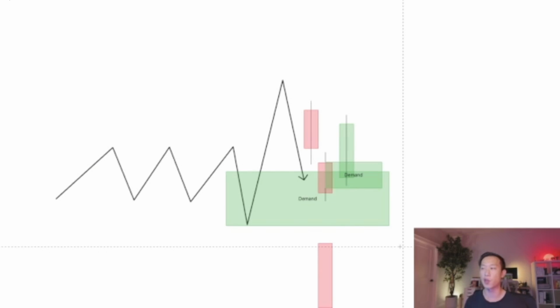So the third confirmation is if we have a volume surge as price comes into our higher time frame zone.